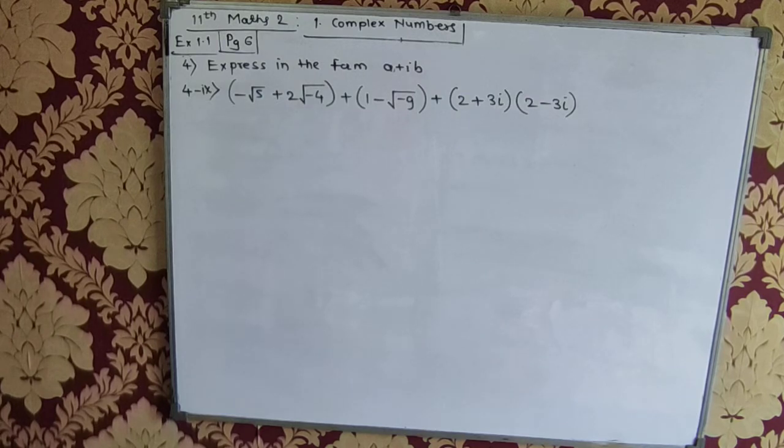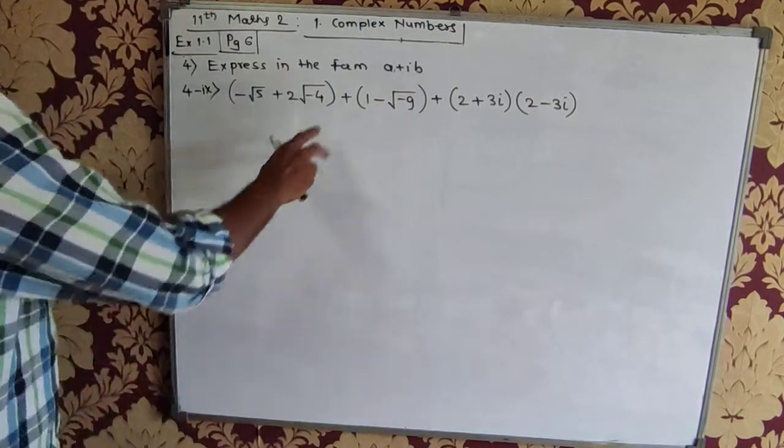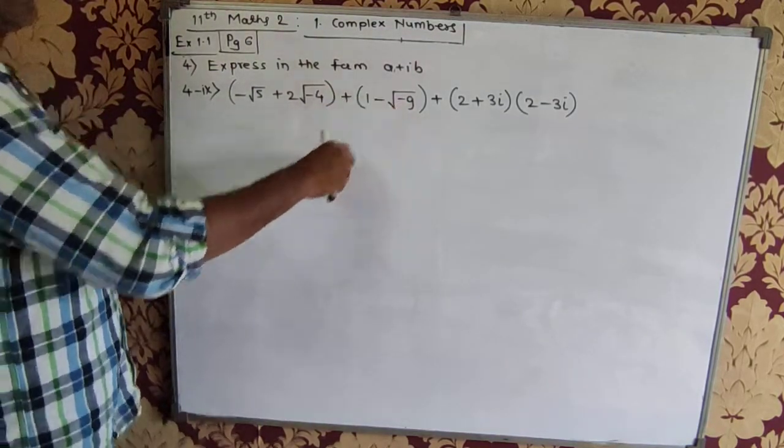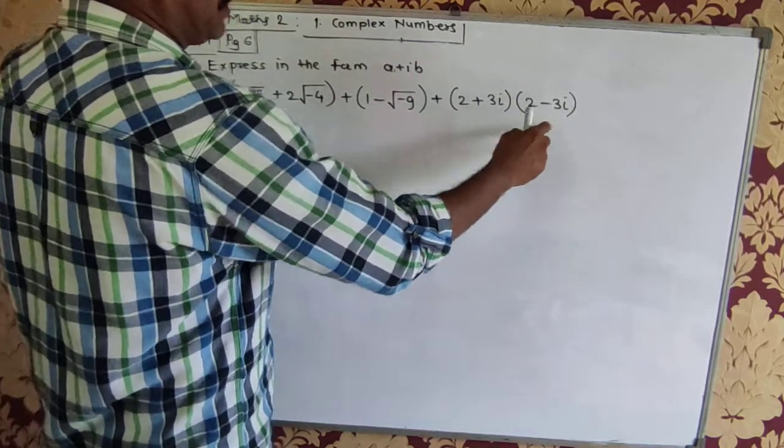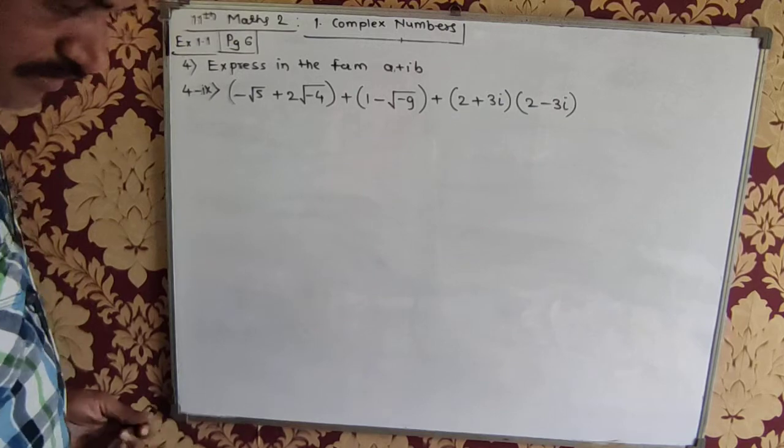Question number 4, part 9. Again, express in the form a plus ib. This is the question here. Minus root 5 plus 2 square root of minus 4 plus 1 minus square root of minus 9 plus 2 plus 3i into 2 minus 3i. Okay? Well, let's see now.